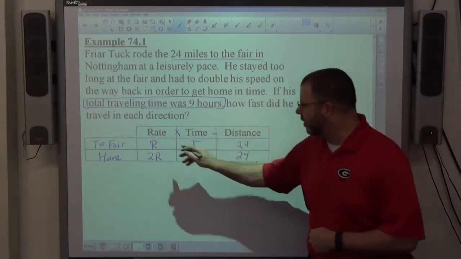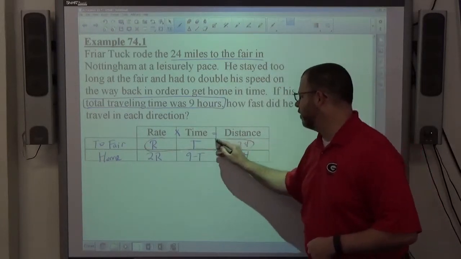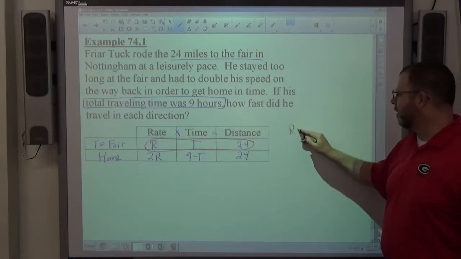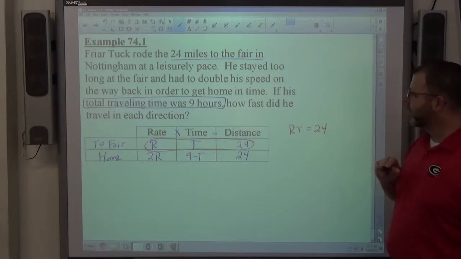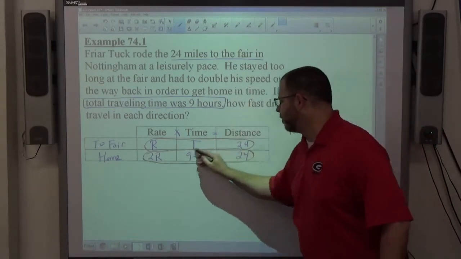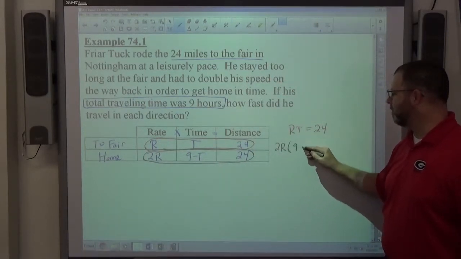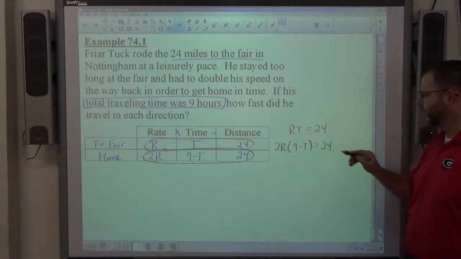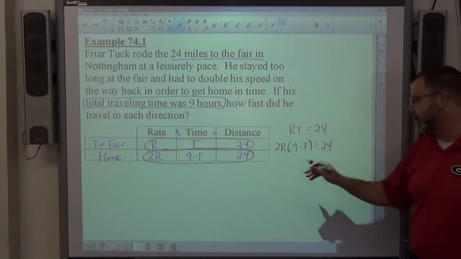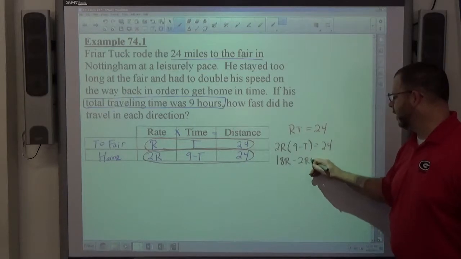If I take the information on the top row and write out the basic fact about rate times time equals distance, I know that R times T is equal to 24. If I take the information on the second row, using the relationship rate times time equals distance, I get 2R times the quantity 9 minus T is equal to 24. And if I distribute that 2R through on the bottom, I'm going to get 18R minus 2RT is equal to 24.